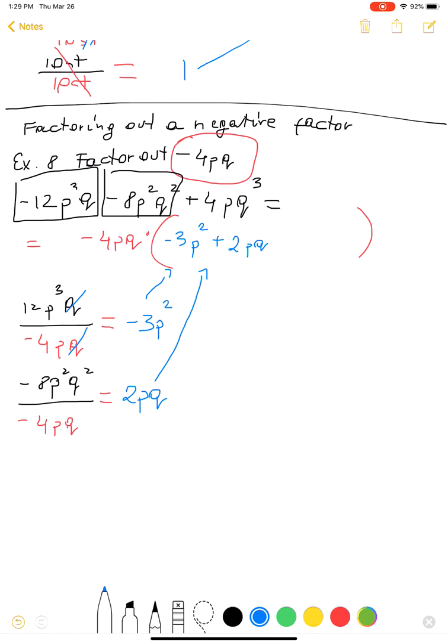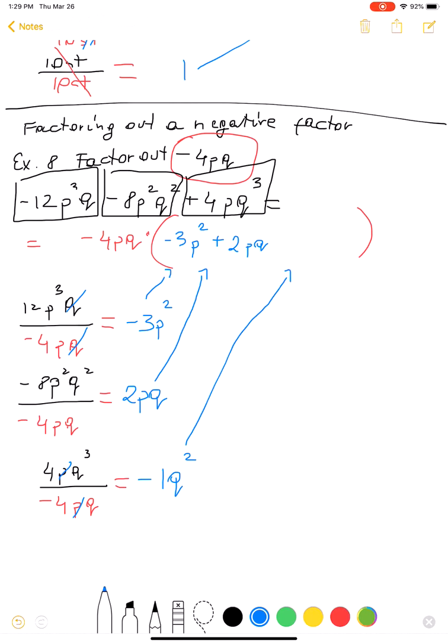Okay, and one more. The third expression is positive 4PQ to the 3rd power divided by the GCF, which is negative 4PQ. Do the division: 4 divided by negative 4 is negative 1. P divided by P is 1. Q to the 3rd power divided by Q gives you Q squared. And that goes inside the parentheses: minus 1 Q squared.